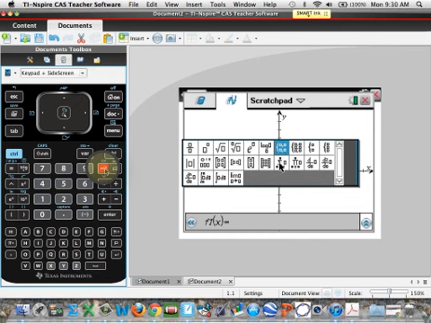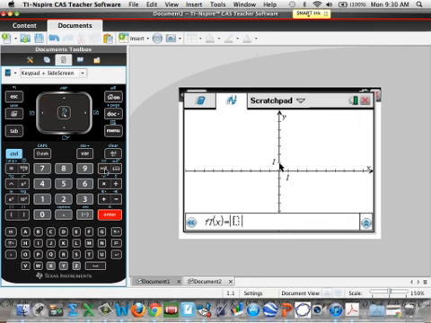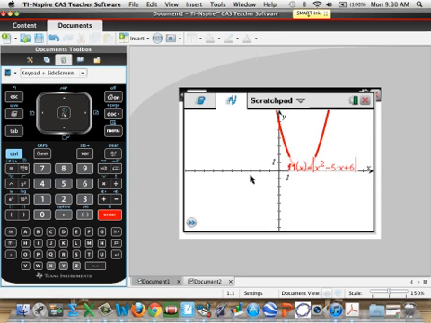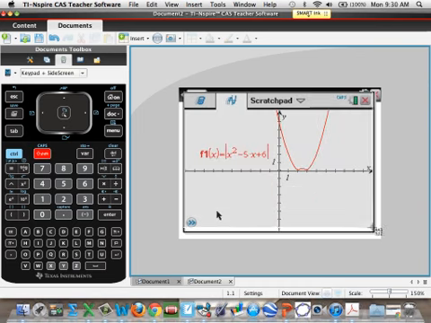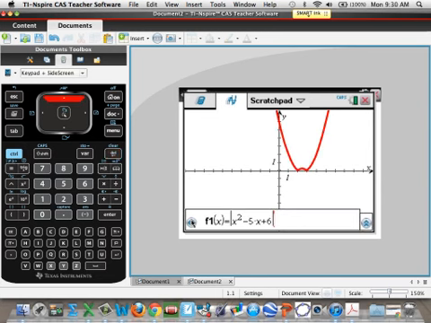So the absolute value bars will be found in the menu or in my template menu. So I see them right here. And so I'm going to enter in x squared minus 5x plus 6. Okay, and I see a graph that's produced. Okay, I'll go ahead and leave the label in there. I'm going to go ahead and take a screenshot of this. And now let me go ahead and delete that, and let's change the equation.